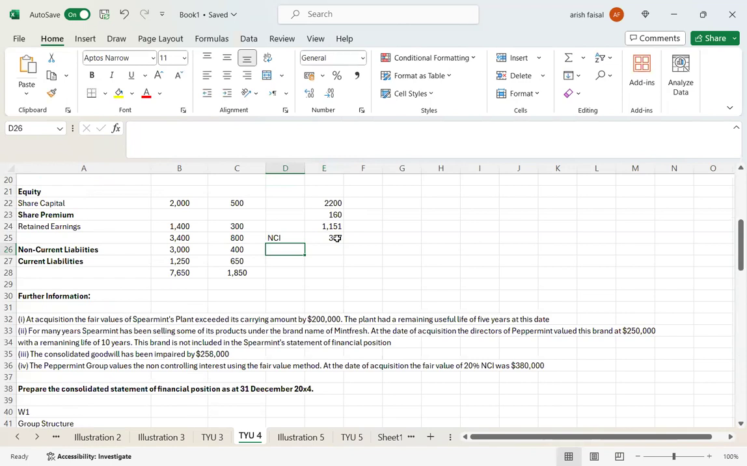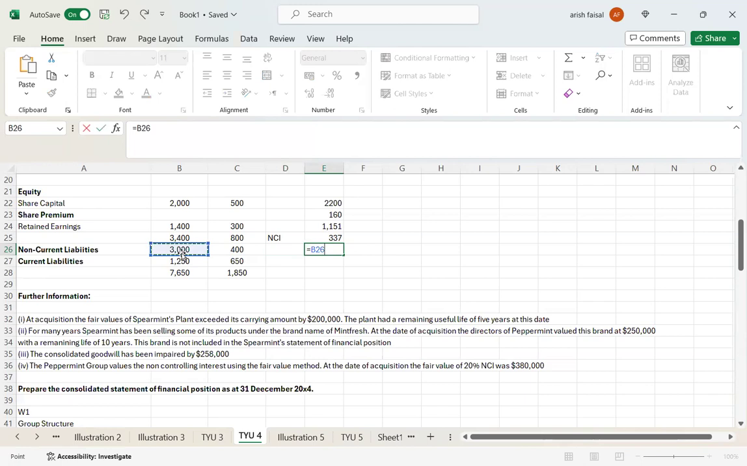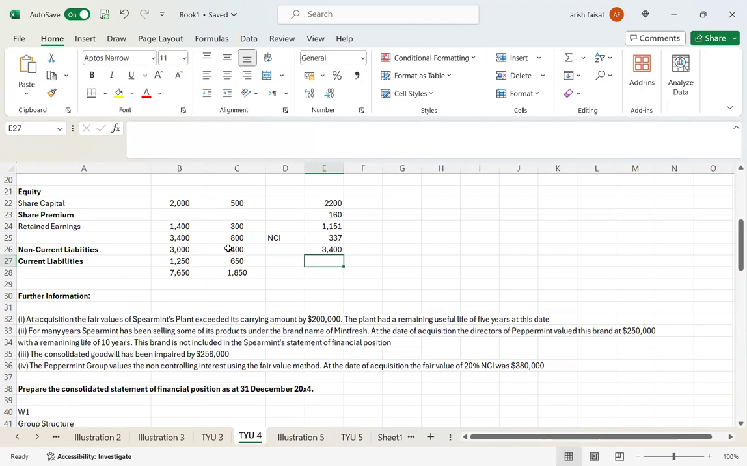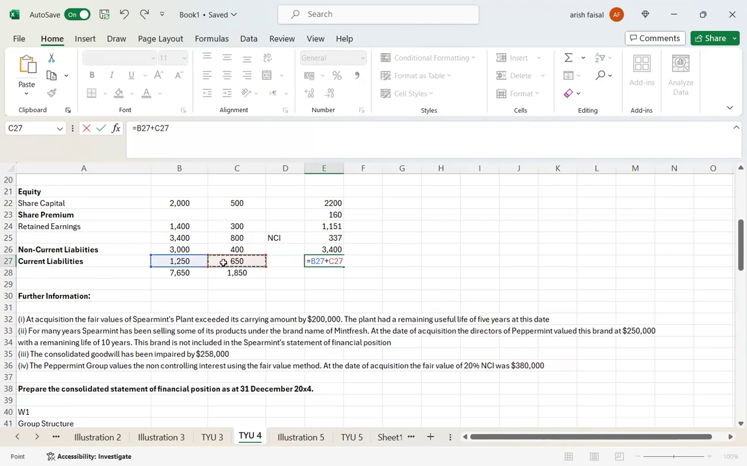Okay. Now it's all about non-current liabilities. In this case, the deferred consideration, which has not yet been recorded, is not a non-current liability. It will be classified as a current liability because it's only after 1 year that you have to pay it off. The group has to pay the ex-investors of the subsidiary company. So for non-current liabilities, I don't have to worry. I just will take 3000 and add 400, and that's the end of it. But for current liabilities, yes, I do have to add my deferred consideration. So I'll take 1250 plus 650.